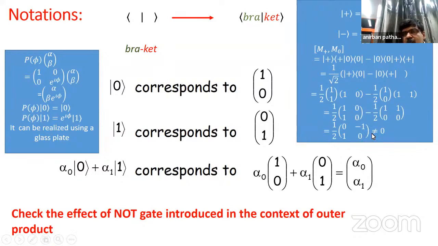So what does it imply? When I do a measurement in the 0, 1 basis, or horizontal vertical basis, I will not be able to do a measurement in the plus minus basis. So just remember that this is an application of the Heisenberg uncertainty principle, and that will give me the security.